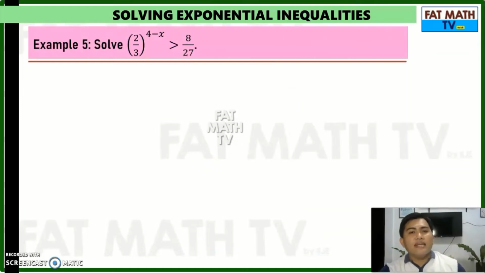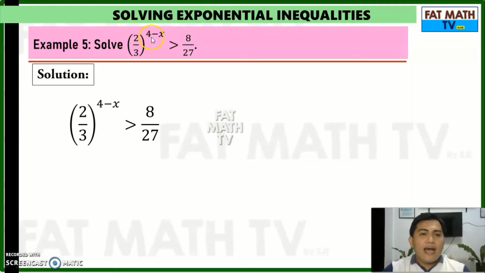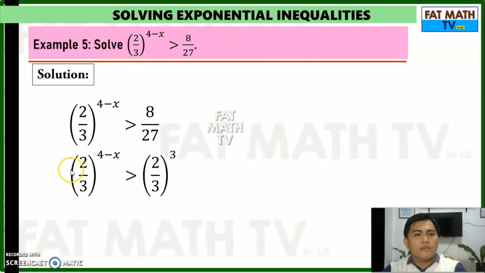Okay, let us have our final example before we have our practice exercises. So here in this video, we have 5 examples and also 5 items for practice. So we have 2/3 raised to 4 minus x is greater than 8 over 27. So we have, okay, I just wrote that. And so we have here 2/3 raised to 4 minus x is greater than 2/3 raised to 3. 8 over 27 is 2/3 raised to 3.